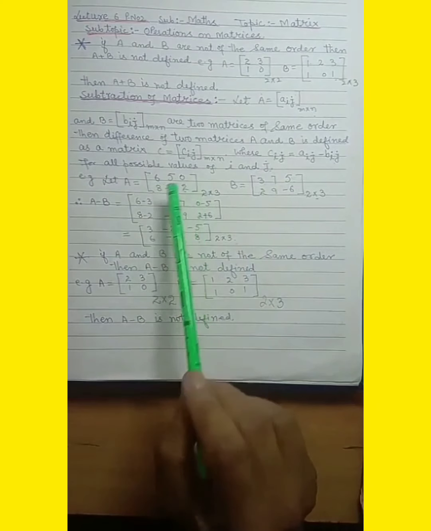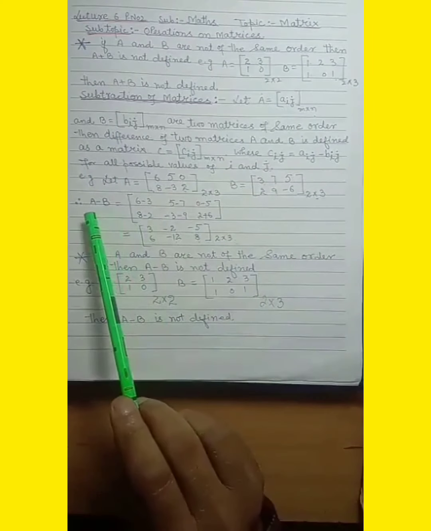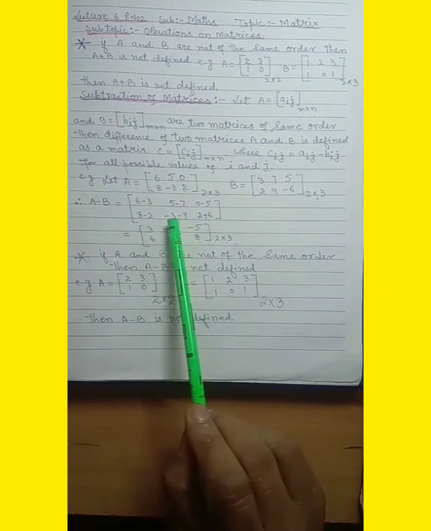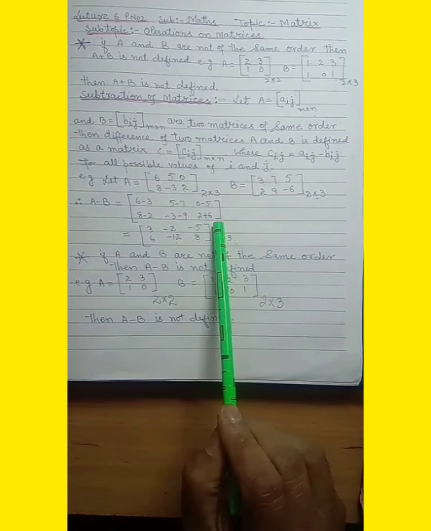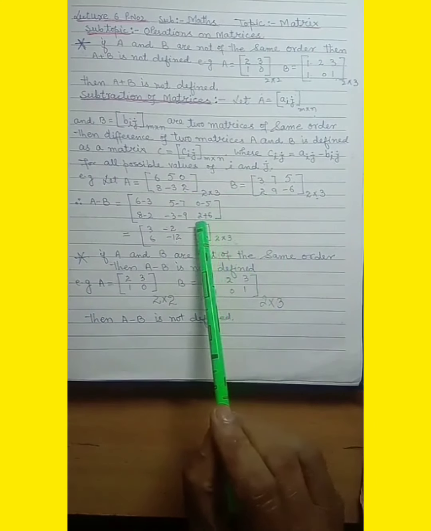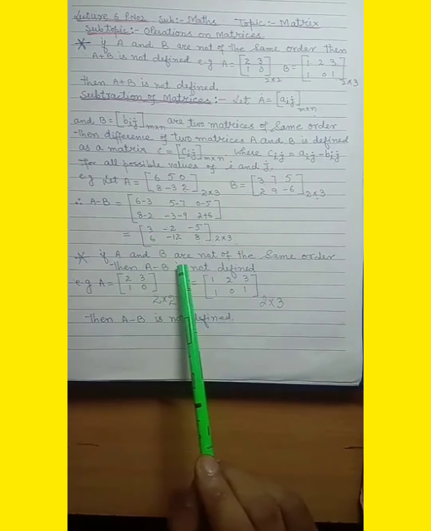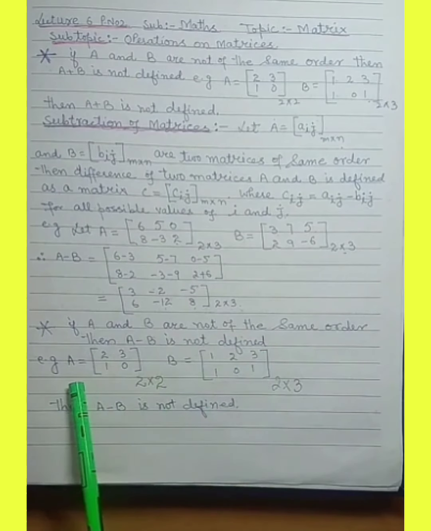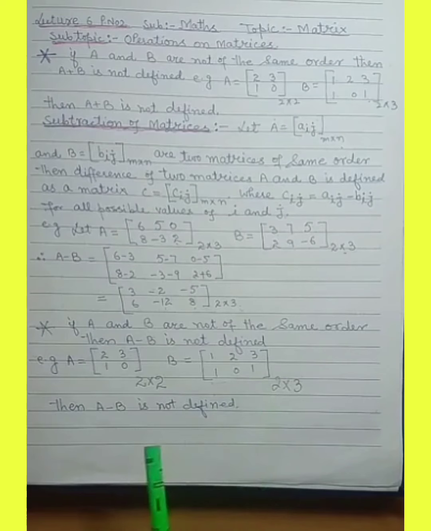Let A is equal to 6, 5, 0, 8, minus 3, 2, 2 cross 3, and B is equal to 3, 7, 5, 2, 9, minus 6, 2 cross 3. Therefore, A minus B is equal to 6 minus 3, 5 minus 7, 0 minus 5, 8 minus 2, minus 3 minus 9, 2 minus 6, which is 3, minus 2, minus 5, 6, minus 12, 8, 2 cross 3. If A and B are not of the same order, then A minus B is not defined. For example, A 2, 3, 1, 0 and B is equal to 1, 2, 3, 1, 0, 1, 2 cross 3. So then A minus B is not defined.